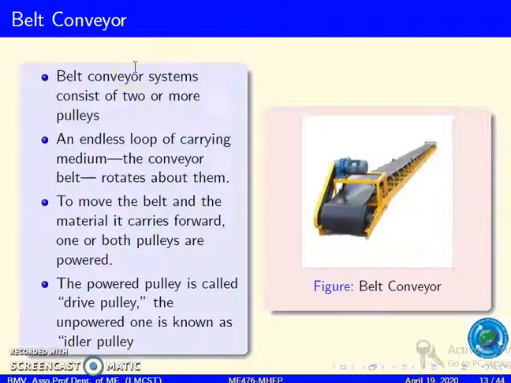This is a belt conveyor system and it has a continuous belt which is mounted on two pulleys. One or both of the pulleys can be powered. The powered one is known as the driver pulley, and the unpowered one is known as the idler pulley.